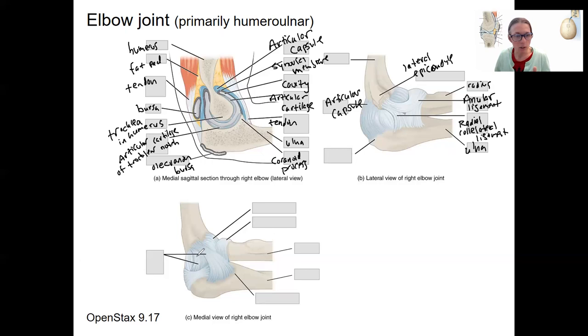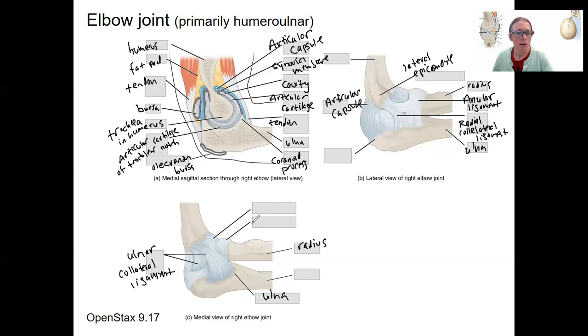On the other side, from the medial view, we are going to have the ulnar collateral ligament. I did not spell that one right. Ulnar collateral ligament. This is the ulna. This is the radius. So the ulnar collateral ligament is the one attaching to the ulna. The radial collateral ligament is this one, which is attaching to the radius along that part at least. But I would remember the medial view is going to have the ulnar collateral ligament.